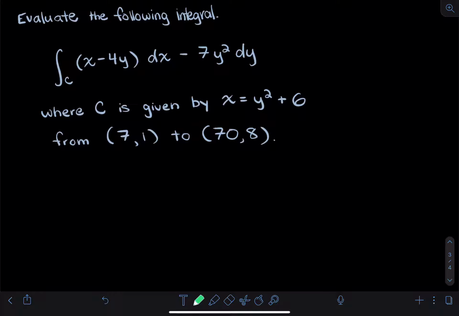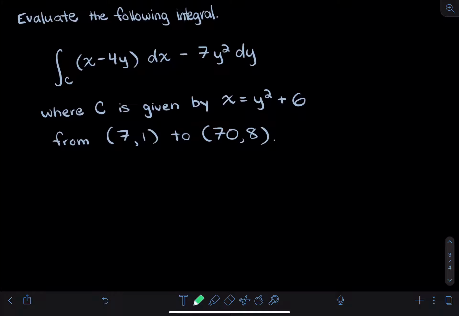So we have the line integral of (x minus 4y) dx minus 7y squared dy, where C is given by x equals y squared plus 6, moving from the point (7, 1) to (70, 8). So before I go into this, I just want to break down what we're looking at here.